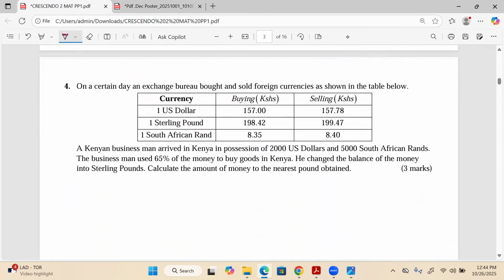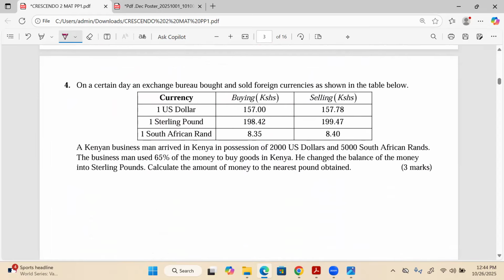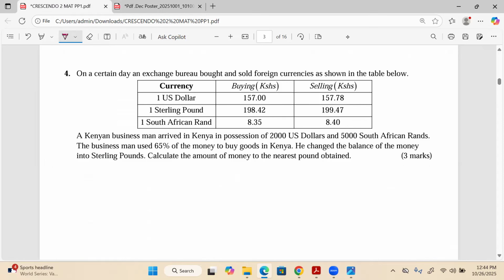Number 4. On a certain day, an exchange bureau bought and sold foreign currencies as shown in the table below. We have the 3 currencies there: US dollars, sterling pounds, and South African rand. We can see the buying and the selling in Kenya shillings. A Kenyan businessman arrived in Kenya in possession of 2,000 US dollars and 5,000 South African rands. The businessman used 65% of the money to buy goods in Kenya. He changed the balance of the money into sterling pounds. Calculate the amount of money, to the nearest pound, obtained.